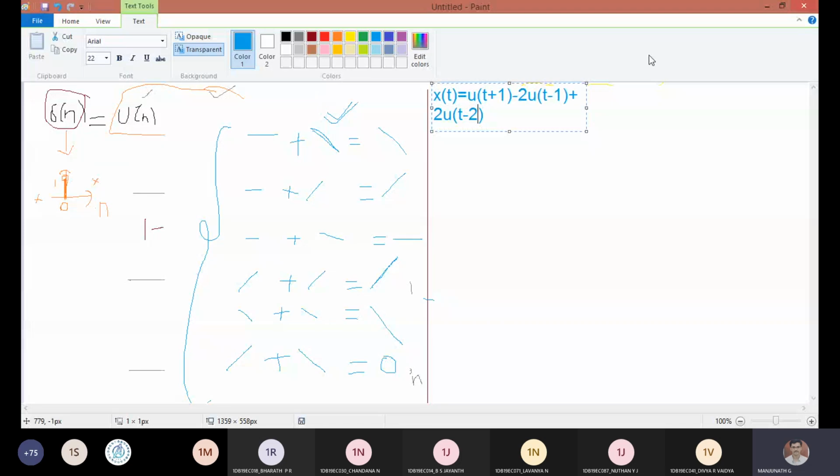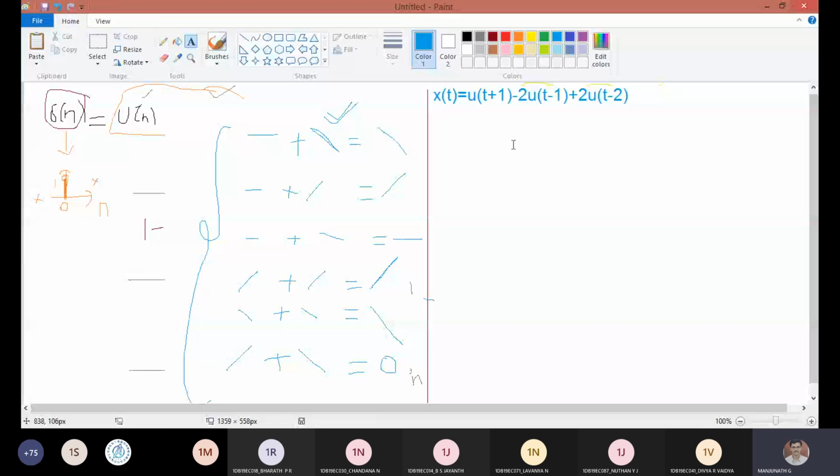Okay, this is the given problem. They ask you to plot x of t as u of t plus 1 minus u of 2 times of t minus 1 plus u of 2 times of t minus 2. Proceed. Try to analyze the signal. Just now I told you how to do the analysis. Based on that logic, I want everyone to finish this problem.